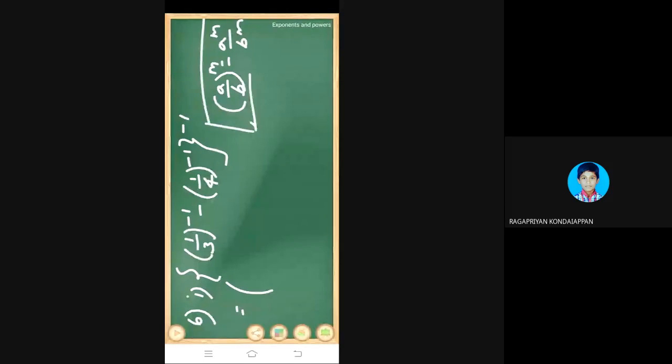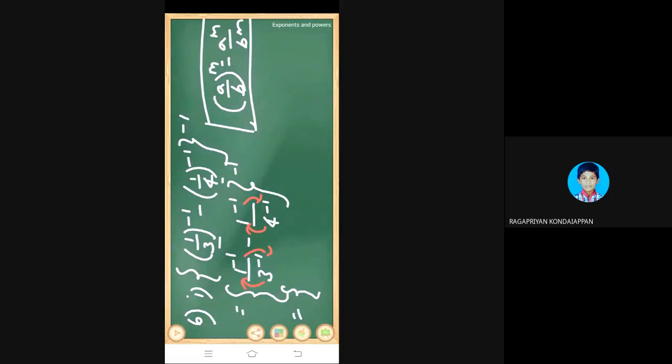So 1 power minus 1 by 3 power minus 1, minus, similarly here, 1 power, let me use this flower bracket, 1 power minus 1 by 4 power minus 1, whole power minus 1. Inside the bracket alone I have simplified. Now to make this power positive, I will shift this to the numerator and this to the denominator. Similarly here, this to the numerator and this to the denominator. So when I do, what will happen?